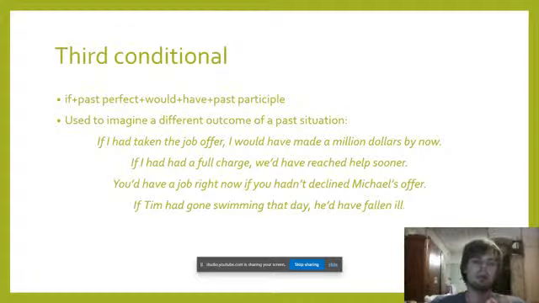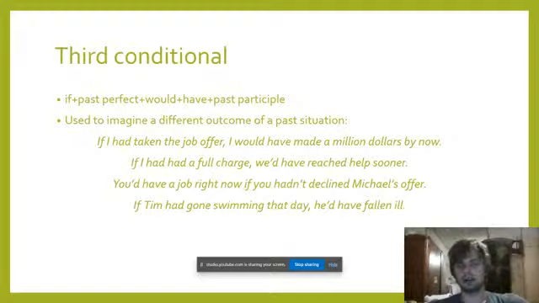Let's follow the examples. If I had taken the job offer, I would have made $1 million by now, which means that we did not take this job, which was a very lucrative job offer. But for whatever reason, we didn't take it. So therefore, we are stuck here lamenting the fact that we are what we are now, and not some wealthy man just drinking pina coladas somewhere in Malibu or whatever.